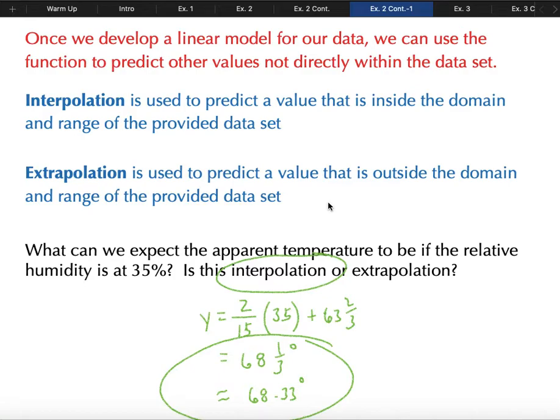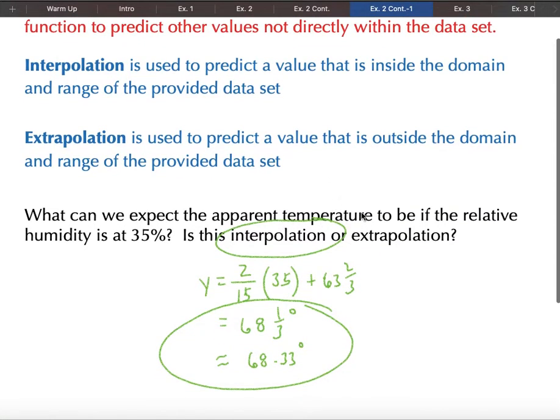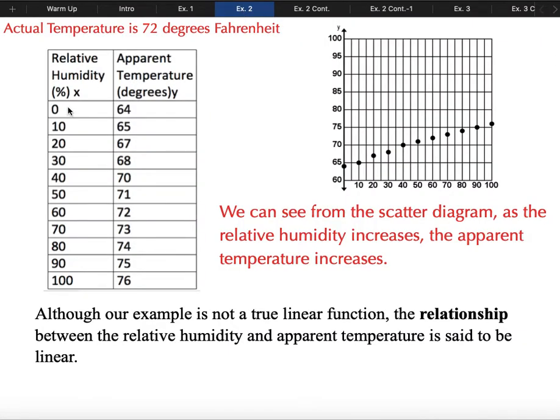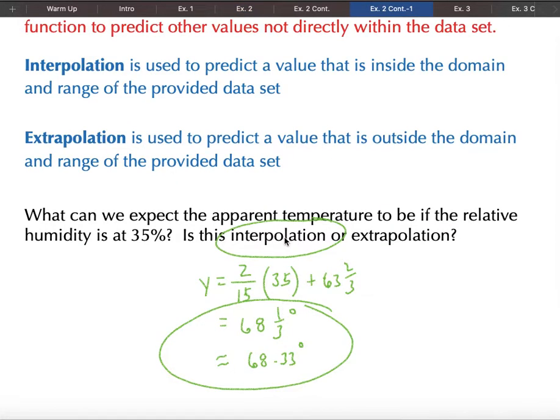Okay. All right, so what can we expect the apparent temperature to be if the relative humidity outside is 35%? Okay, and is this an example of interpolation or extrapolation? Well, 35% definitely falls within the interval of values in my table, right? Again, my table stretch from 0% to 100%. 35's in between 0 and 100. So this is an example of interpolation, okay?